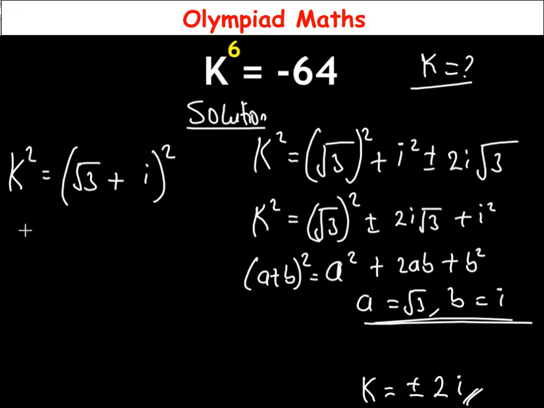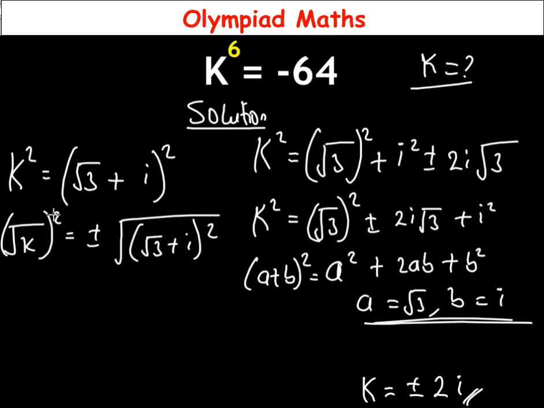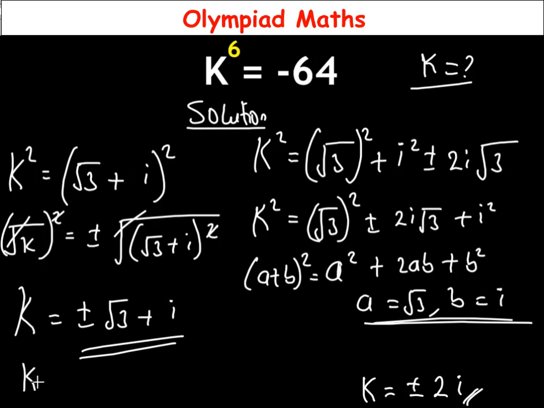So to then solve for k, square root both sides: k all squared is equal to plus or minus root of, in brackets, root of 3 plus i all squared. With this, square cancels square root, k is then equal to plus or minus root 3 plus i. And this is the other value of k apart from this. So k is equal to plus or minus 2i as the first value of k, and this is the second value of k.